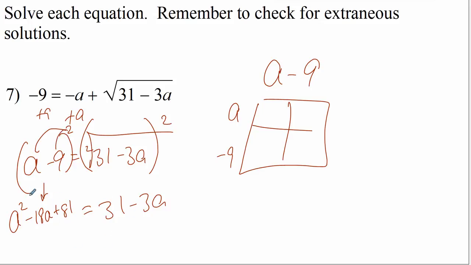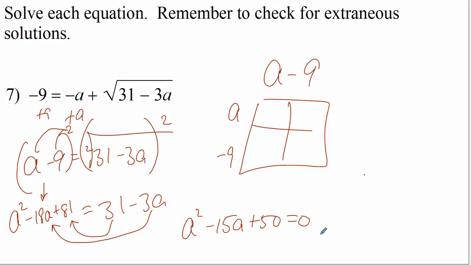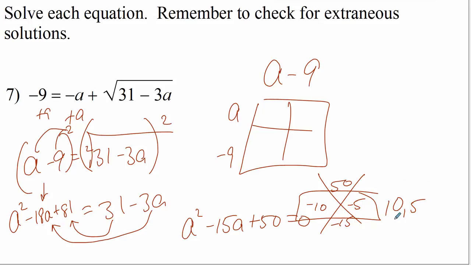So now, because I have a square, I'm going to bring the 3a over, the 31 over, so I end up with a squared minus 15a plus 50 equals 0. Let's factor using an x. That's 50, negative 15. This is 10, negative, and negative 5. I got to flip, 10, comma 5, and divide by 1, so it's 10, comma 5. So again, I think my answer is 10, 5.